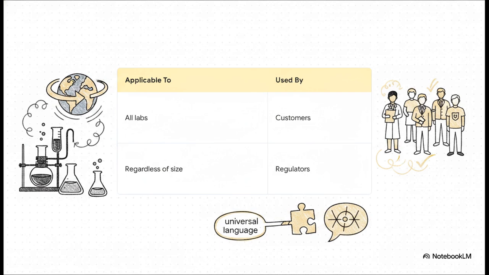This applies just as equally to a massive multinational pharmaceutical testing facility with thousands of employees as it does to a tiny 3-person environmental soil testing lab operating out of a rural county. Basically, if you generate lab results, the rules apply to you.